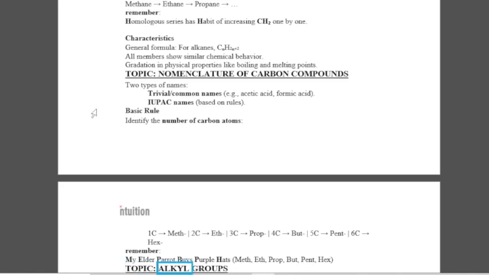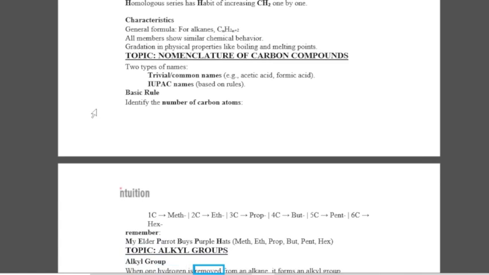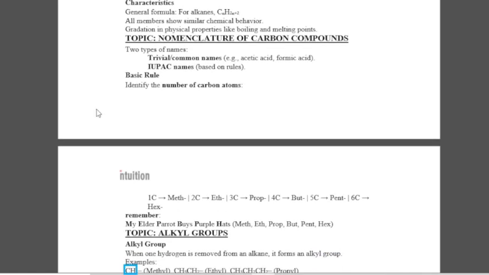Topic: Alkyl groups. When one hydrogen is removed from an alkane, it forms an alkyl group. Examples: CH3 methyl, CH3CH2 ethyl, CH3CH2CH2 propyl.